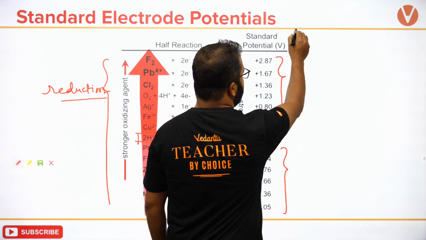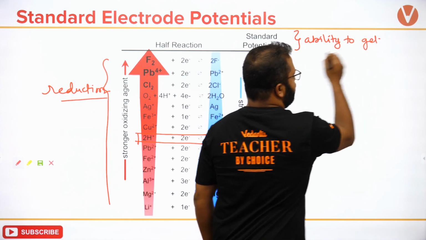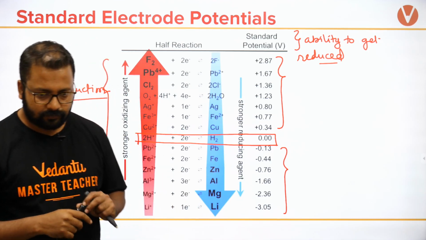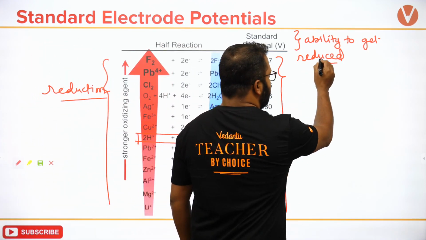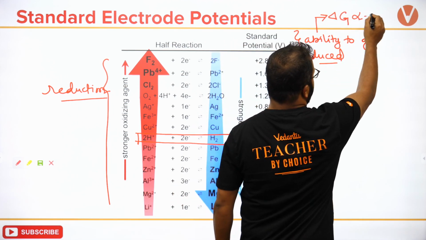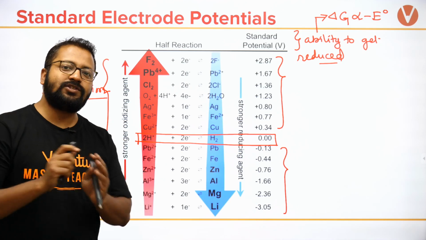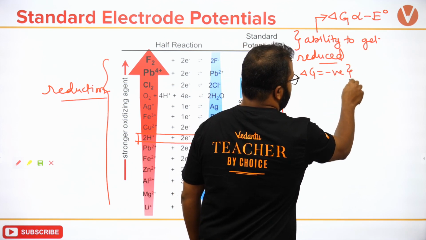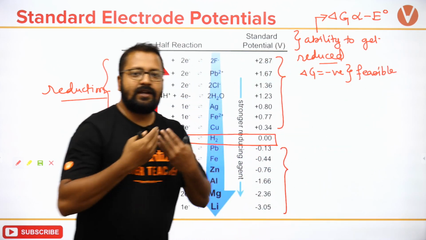What are we measuring over here? The ability to get reduced. Now, the ability is defined using delta G, which is proportional to minus of E naught. Now, you know that if delta G is negative, that means it is feasible. Feasible means it can take place on its own.